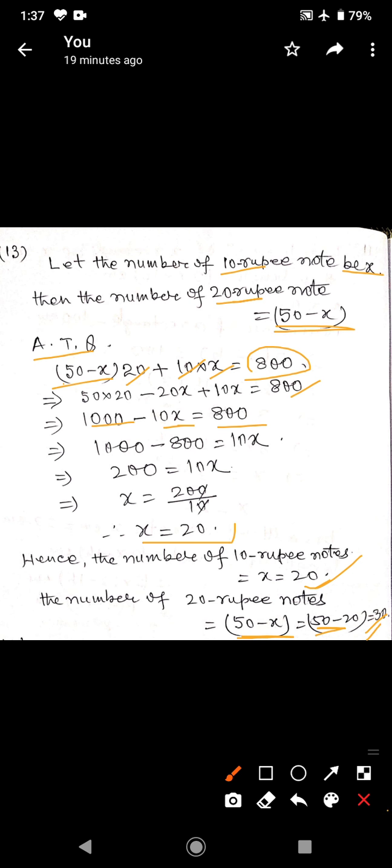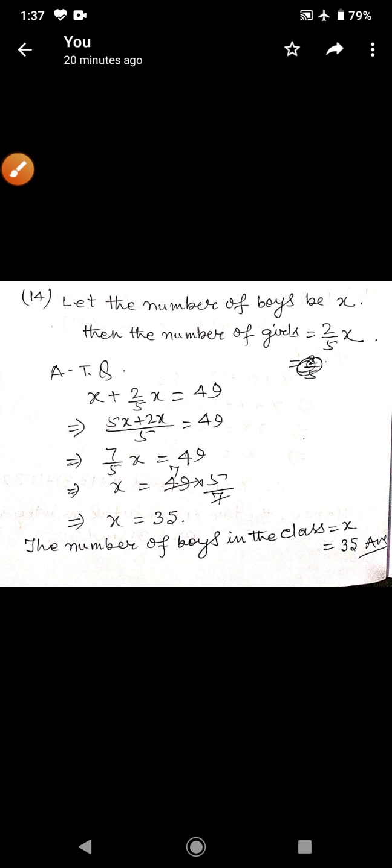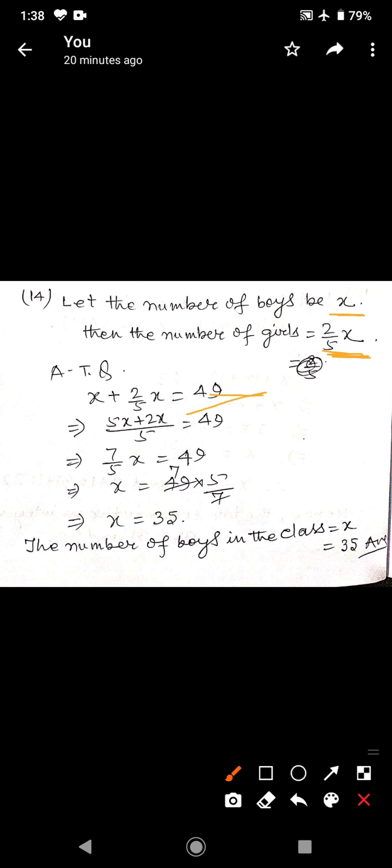Now question number 14. In a class of 49 students, number of girls is 2 by 5 of the boys. Find the number of boys in the class. Let the number of boys be x, then the number of girls equal to 2 by 5x. According to the question, number of boys plus number of girls equal to total number of students. So it can be written as x plus 2 by 5x equal to 49.